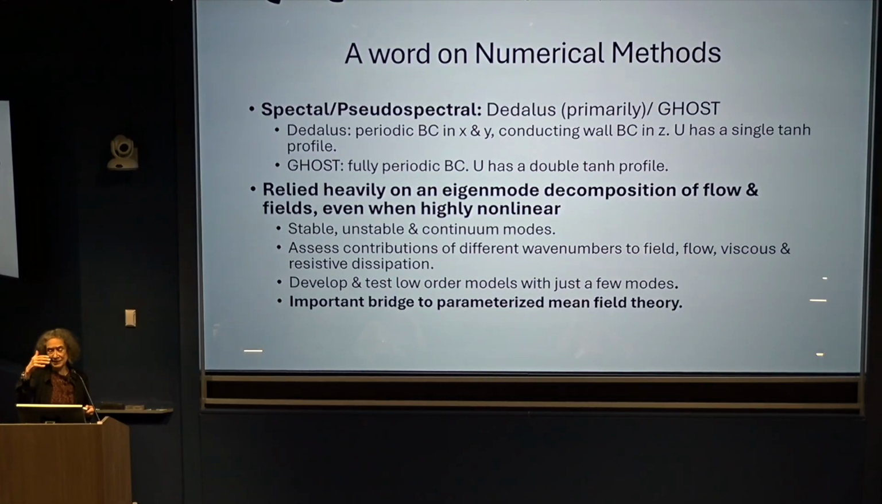In one case, a single hyperbolic tangent profile. In another case, a double tangent profile. And because we had spectral information, it was much easier than it would be in, say, a grid code to do an eigenmode decomposition and project. Do you have a question, or just raising your arm?